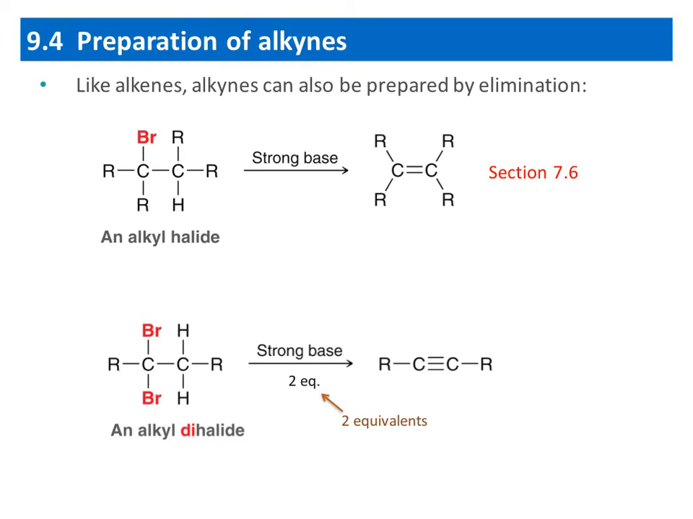So elimination is a reaction that can form an alkene. Now to form an alkyne, that should happen twice. A strong base can take the beta proton, form a double bond and kick off the leaving group. Now for an alkyne, we need an alkyl dihalide. So we need a substrate that has 2 leaving groups and 2 beta protons. And we also need 2 equivalents of strong base. That 2 equivalents means that we need double the amount of the base to run this reaction, so we can form 2 pi bonds in the product.